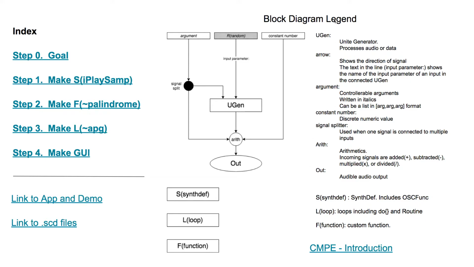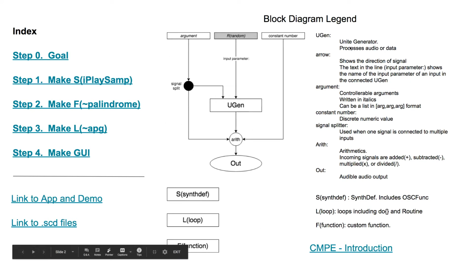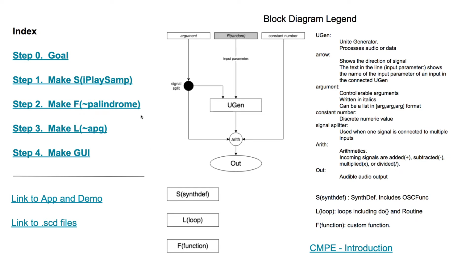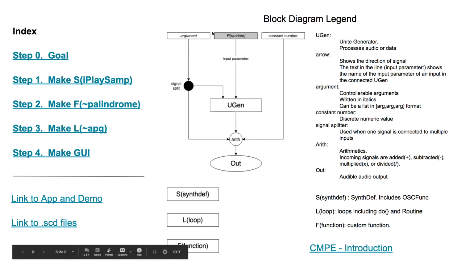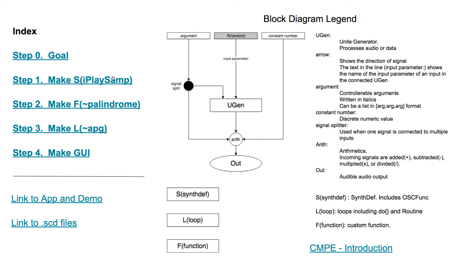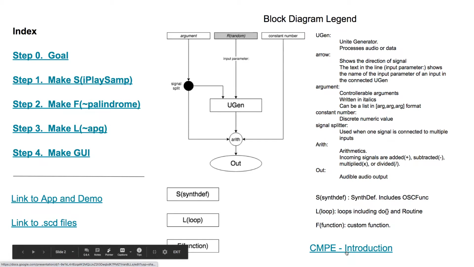Just like the other CMPE episodes, we are going to rely on block diagrams and a step-by-step procedure of creating a sample, creating a synthesizer, creating a loop, and a function that plays the loop and the synthesizer, and finalize that with the graphical user interface. So if you are not familiar with the block diagram labels and how I usually proceed, please check out the introduction Google slide and a YouTube video.